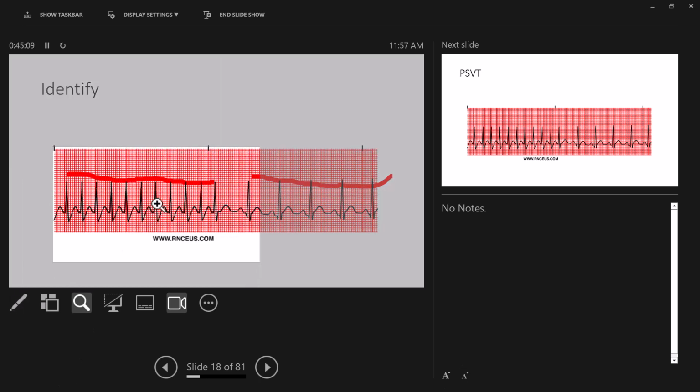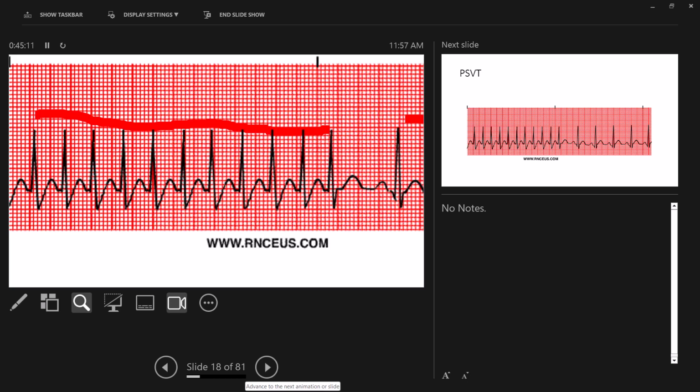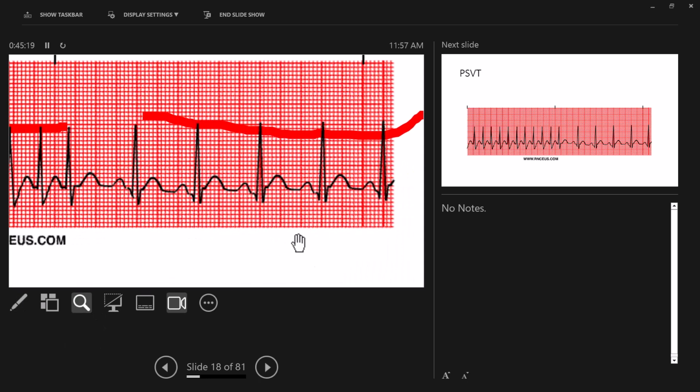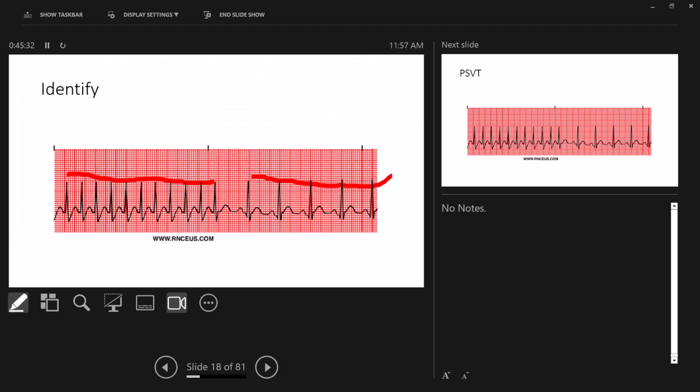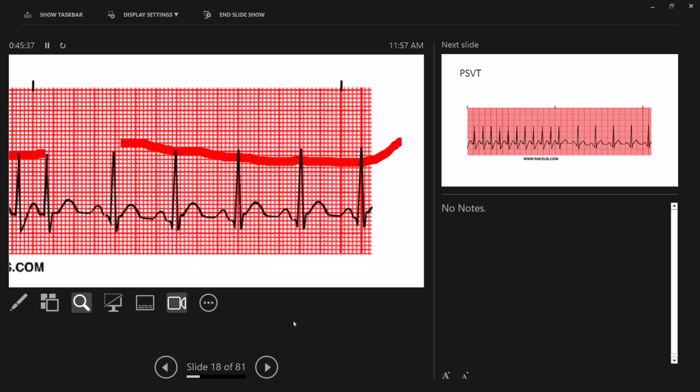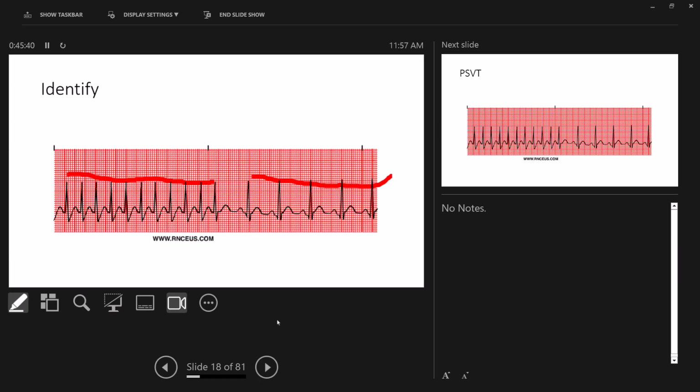So, P waves. You don't see any P waves? I mean, really? Okay. So there are some and then there aren't some. What do you notice about the PR interval when you do have P waves? Okay. And what do you notice about the QRS complexes of all of them? Okay. So what is this?